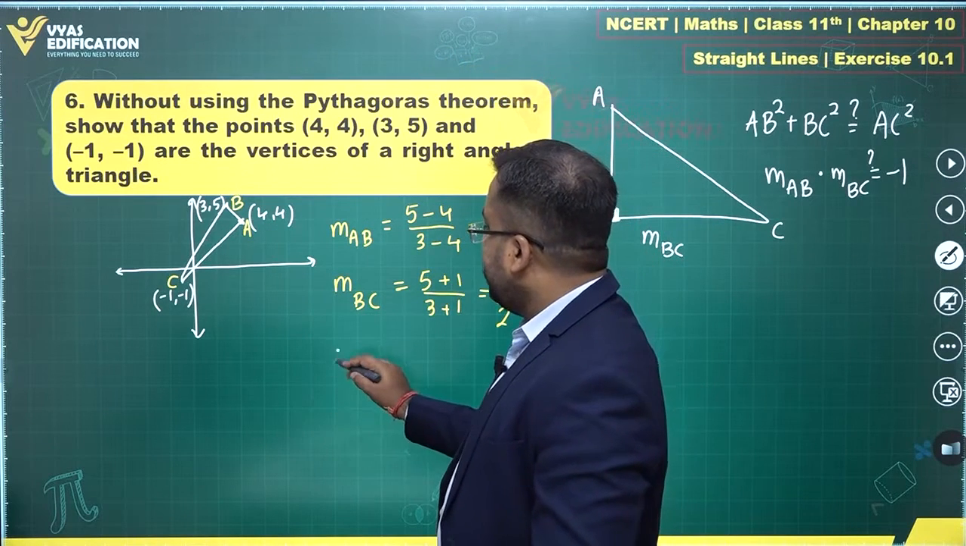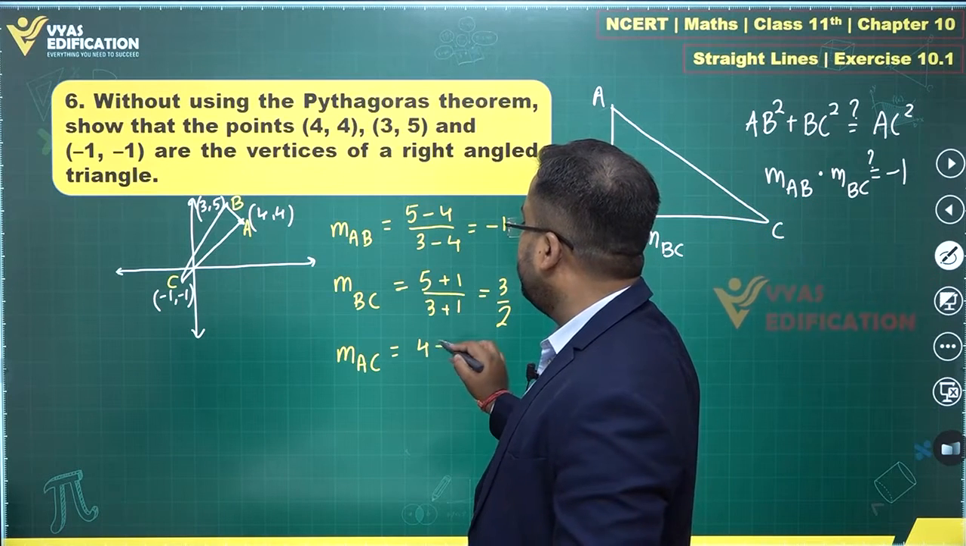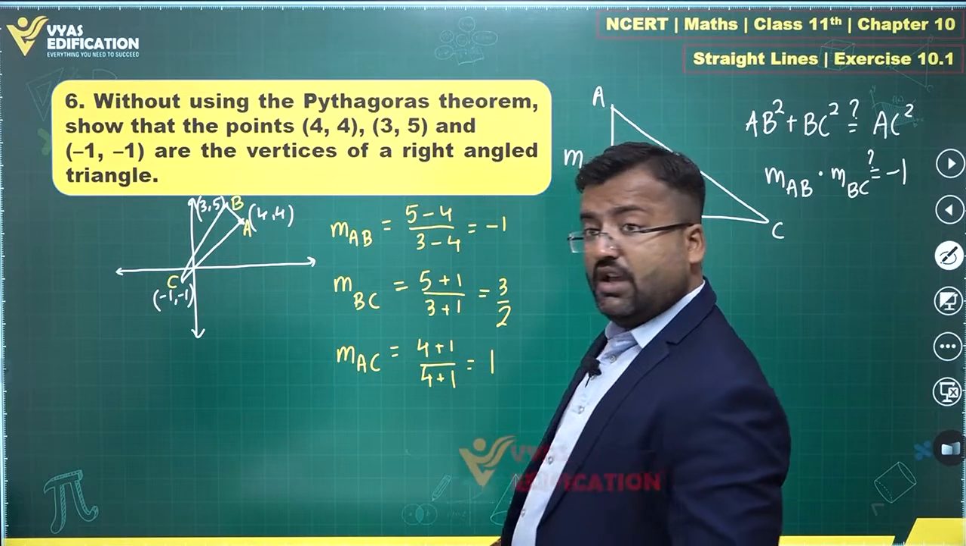What about the slope of AC? Can you find the slope of AC as well? Yes. This will be equal to 4 plus 1 upon 4 plus 1. What is that? 5 upon 5, which is 1. Okay.